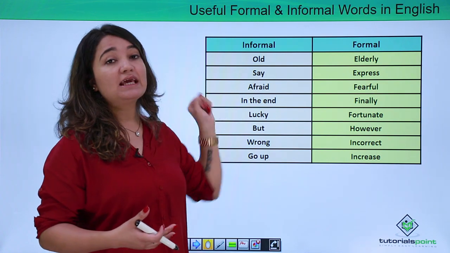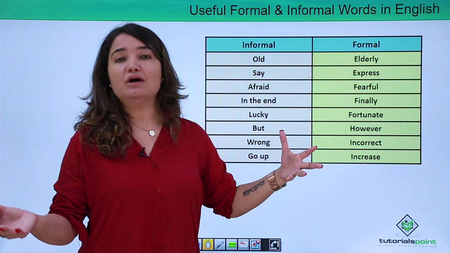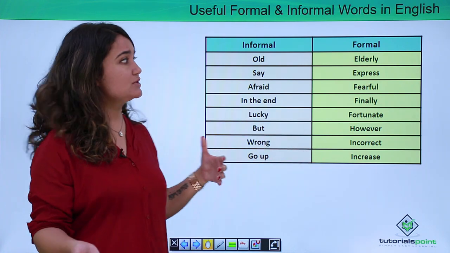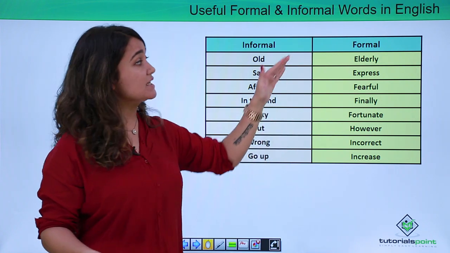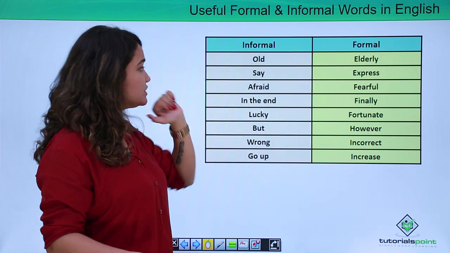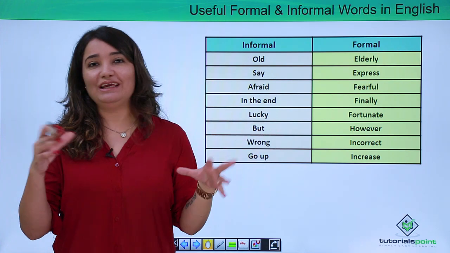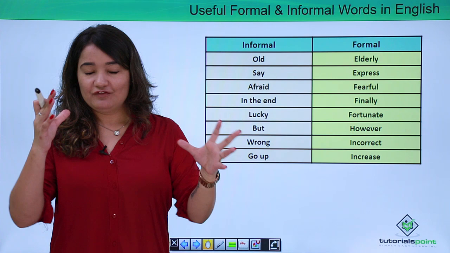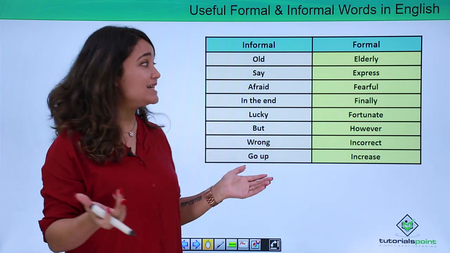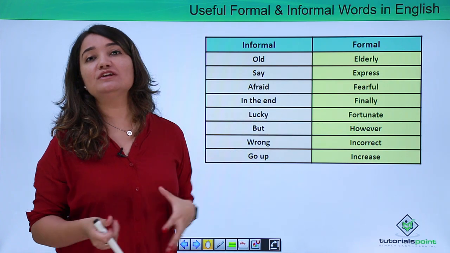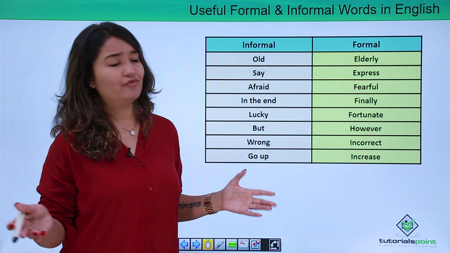Same goes with say and express. What did she say about it? How did she express her opinion, right? So say and express are alternatives. Express is better formal compared to say. Afraid is very informal. Rough, not exactly rough, but it is not as polished as fearful. So fearful is a very polished way of saying that you were afraid.